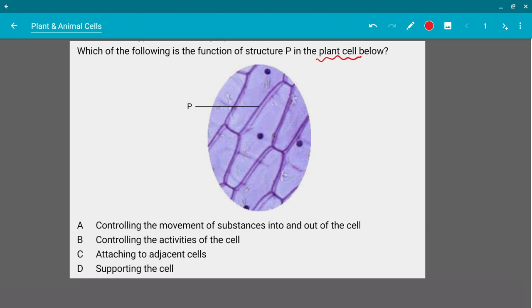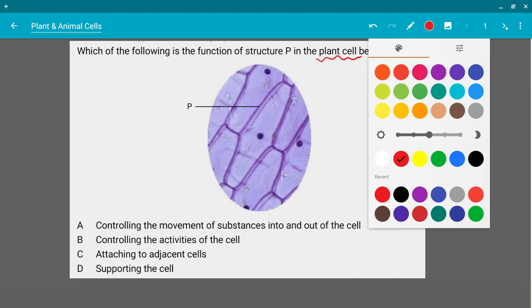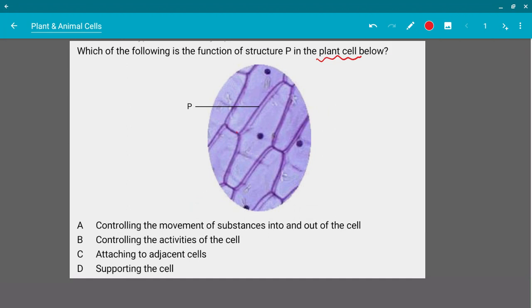So the question is already giving you a hint. It's a plant cell, and structure P is the outermost layer of the plant cell, and the name of this outermost layer is, yes, it is the cell wall. So let's have a look at the options. Option A, controlling the movement of substances into and out of the cell. Is that the function of cell wall? Nope, it isn't. This is the function of a cell membrane.